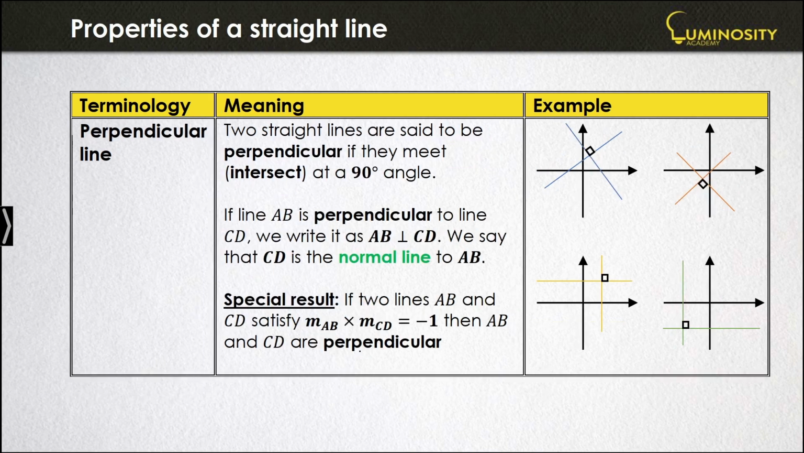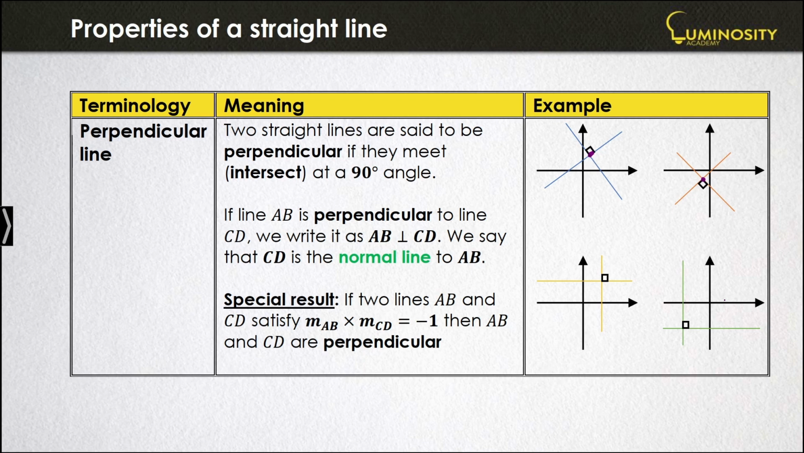And perpendicular lines, what are these? These are two straight lines that meet at 90 degrees. So they intersect at 90 degrees. All right, and when you have lines that are parallel to the x and y axes, then these lines also meet at 90 degrees.